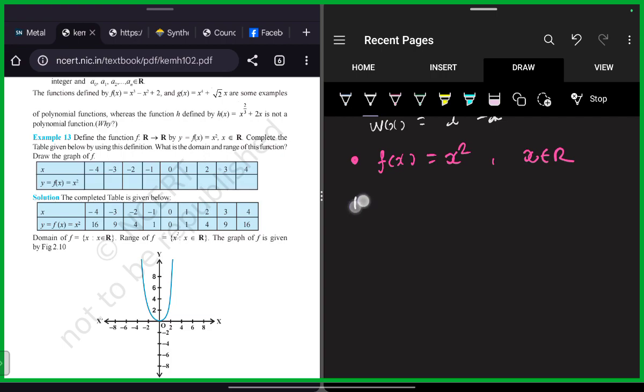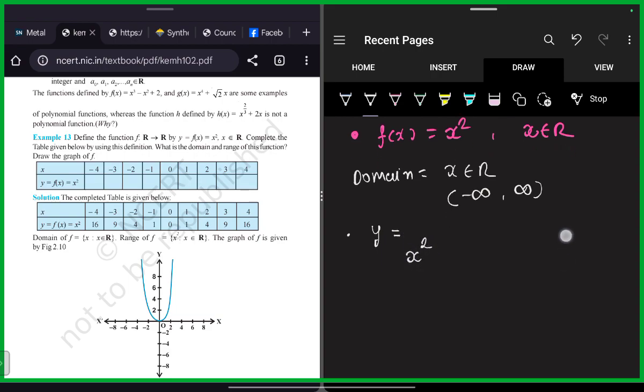Domain of this function would be what? You can place any value, right? Plus 1, minus 1. Basically here domain would be minus infinity to plus infinity. Yes or no? Because you can put any value as x, right? So what was the first step? Just write down function f of x as y. So it will become y is equal to x square. Yes or no?